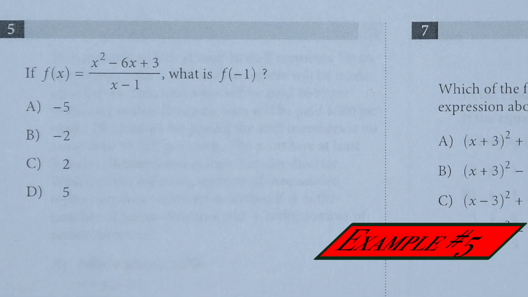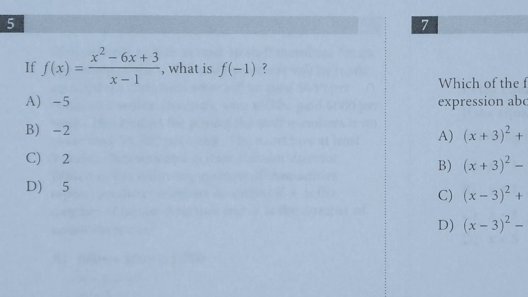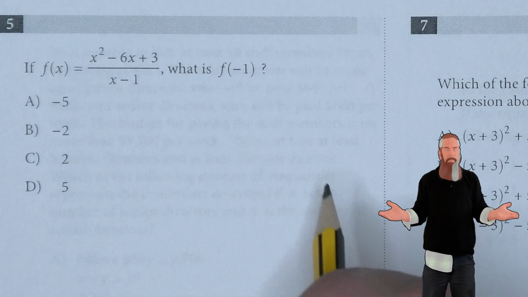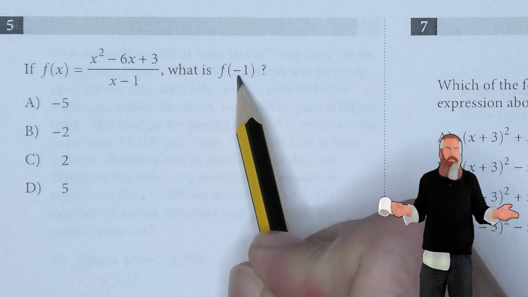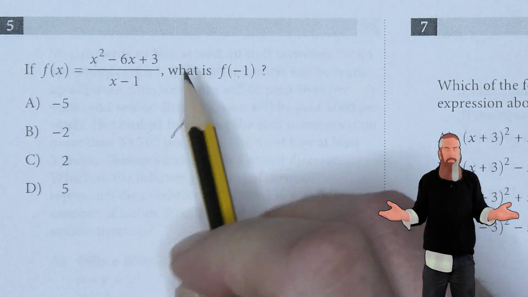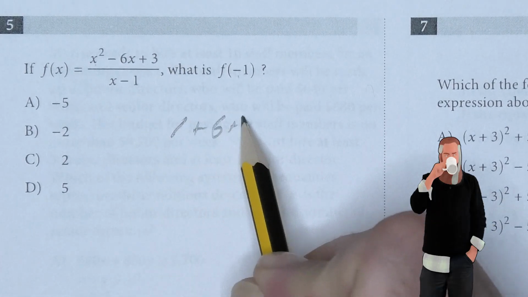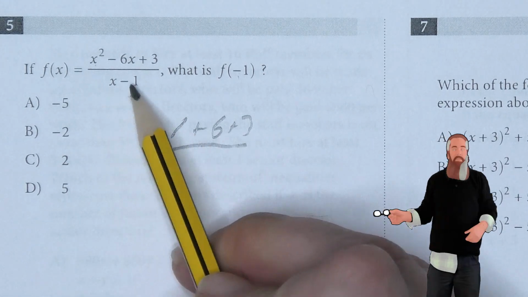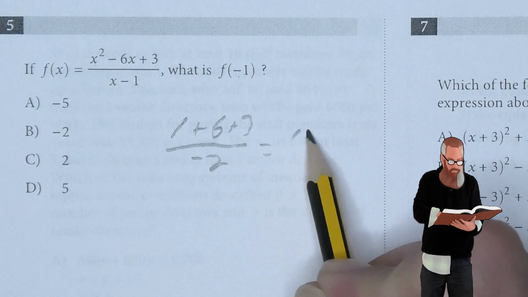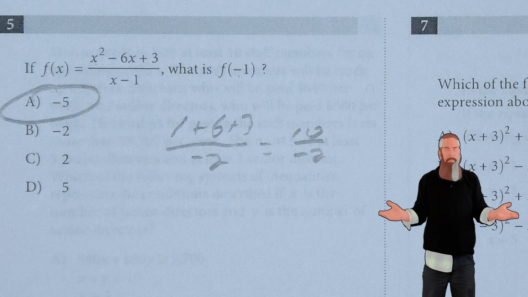If f of x is equal to (x squared minus 6x plus 3) all divided by (x minus 1), what is f of negative 1? To solve this, we're simply going to substitute the value negative 1 in for x. So negative 1 squared is 1, and negative 1 times negative 6 is a positive 6. We're left with the plus 3. Negative 1 minus 1 is a negative 2. So we wind up with a 10 over negative 2, which simplifies to negative 5, so A is the answer.